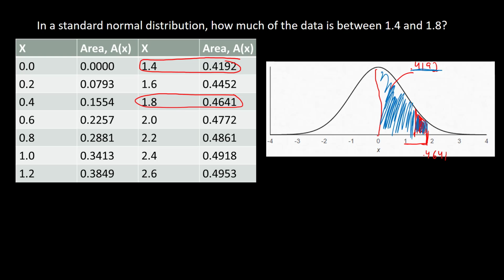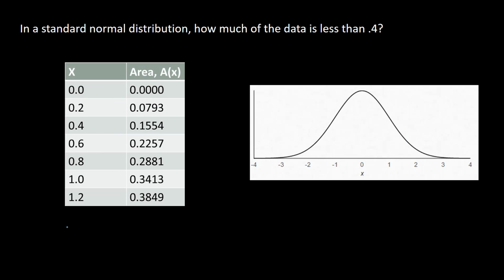To get rid of that overlap, I simply subtract 0.4192 from 0.4641, which will give me 0.0449. Converting that to a percent, that's going to be 4.49%.